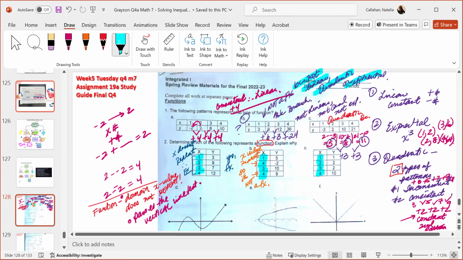What if it repeats in the y value? Will that still not be a function? No, the y value doesn't matter. If the y value is repeated, it doesn't matter. Just the x value.